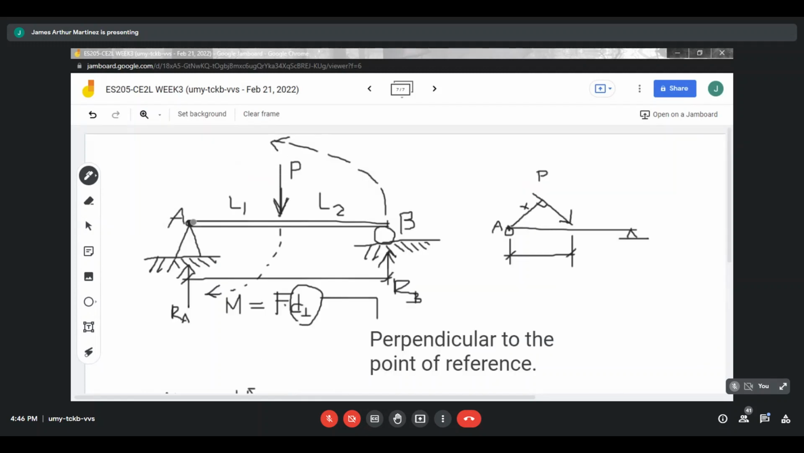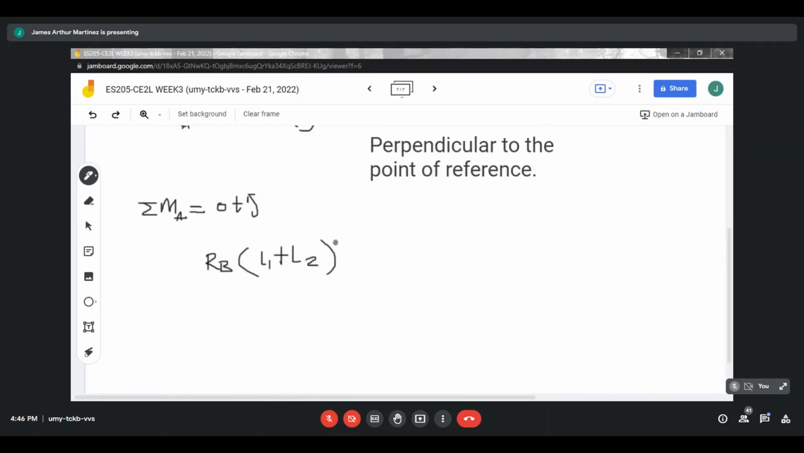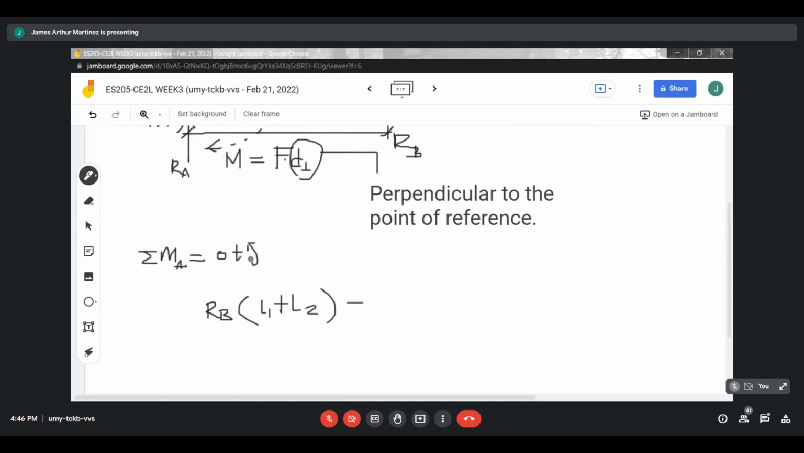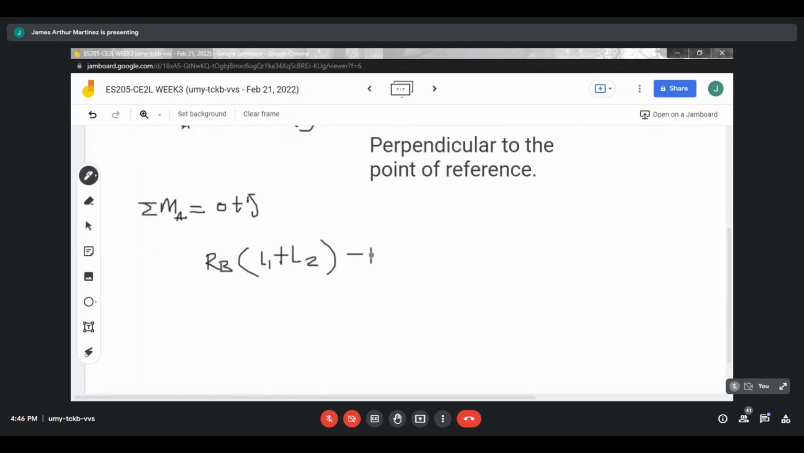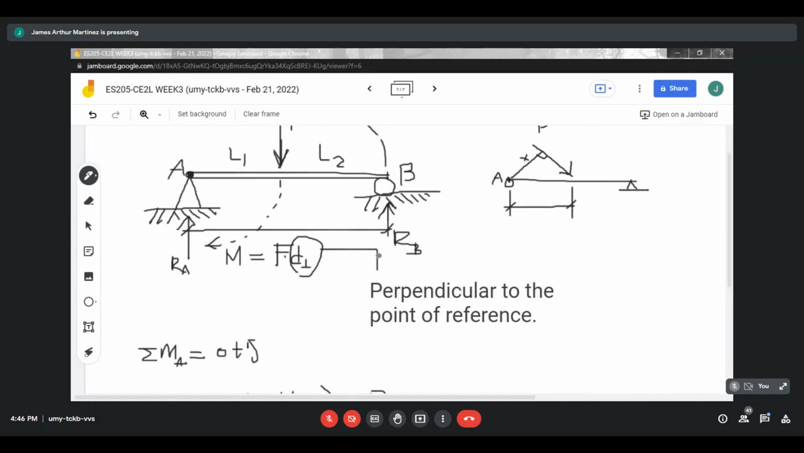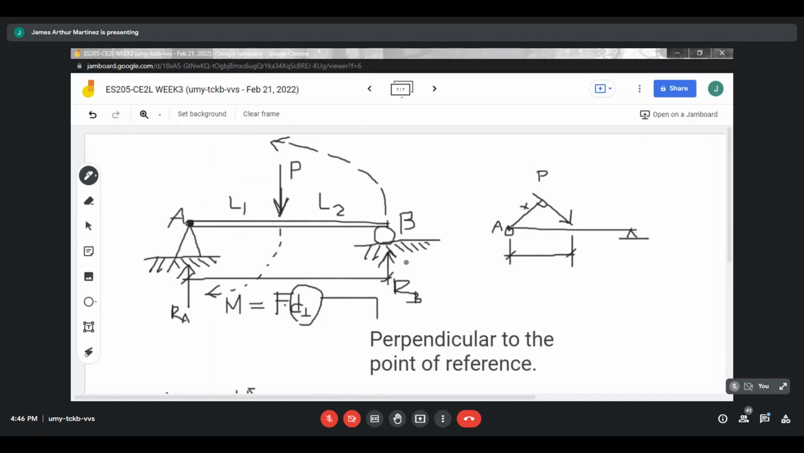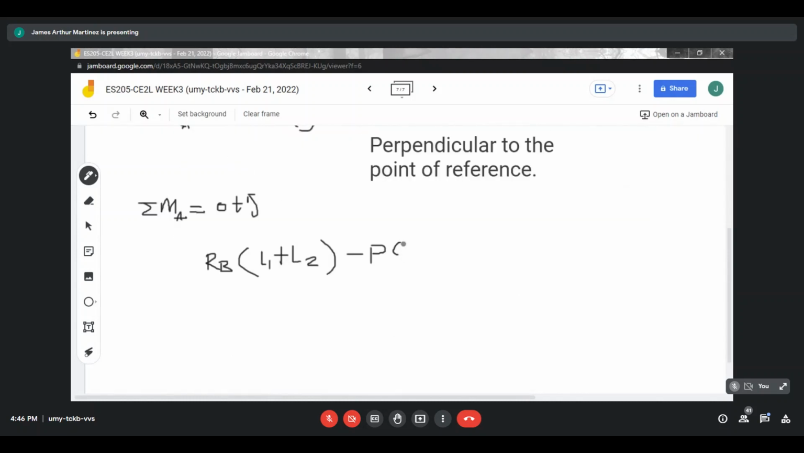Imagine that point A is the center of your clock, and this is your moment arm, or minute hand rather. So it will have a clockwise rotation, meaning negative. That is why the assumption is that counterclockwise is positive. So force P will create a negative moment with respect to point A. Therefore, P times the perpendicular distance of force P to point A, which is just L1.